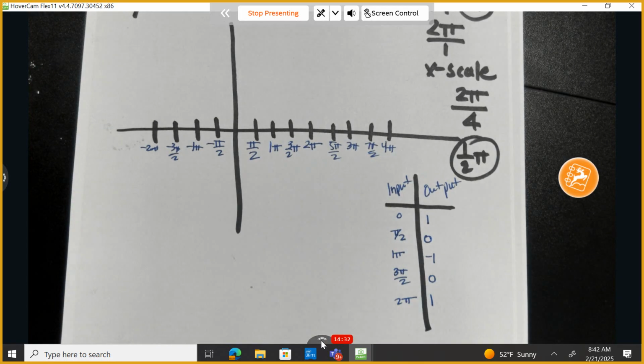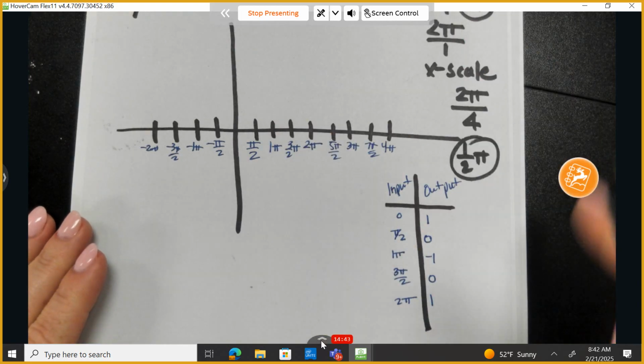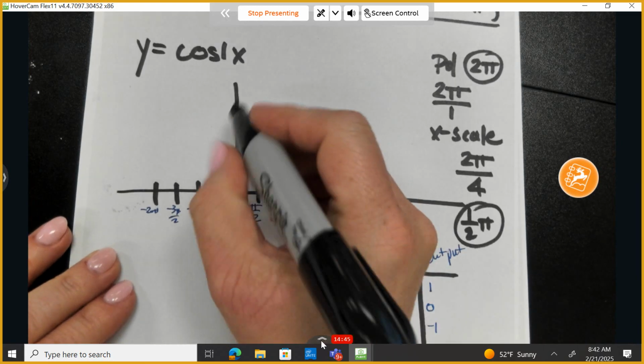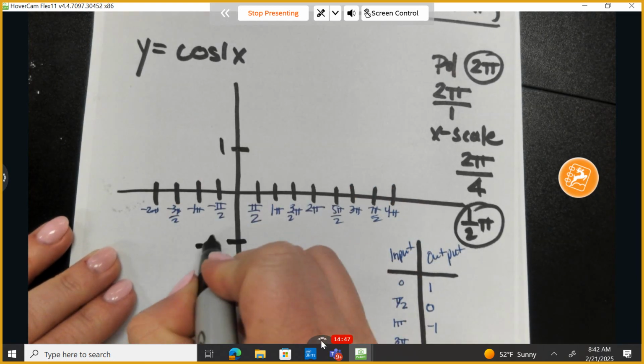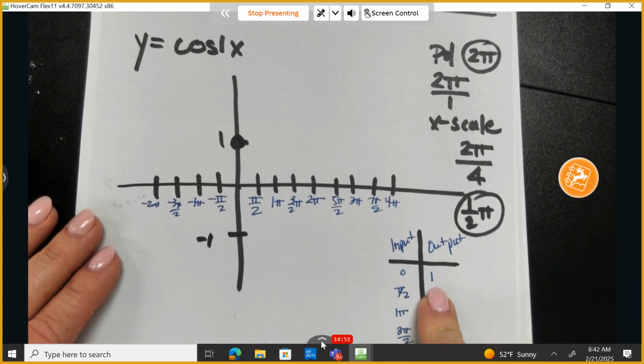Now, unless you've seen this shape before, it's really easy to not draw the right shape, so we're going to go through this slowly. Remember, we don't make sharp V's. It's going to be just like our sine, it's going to be a wave curve. So let's start right now at 0, and let's go up 1. Start at 0 and go up 1 because that's the output. This is the distance above or below the x-axis.